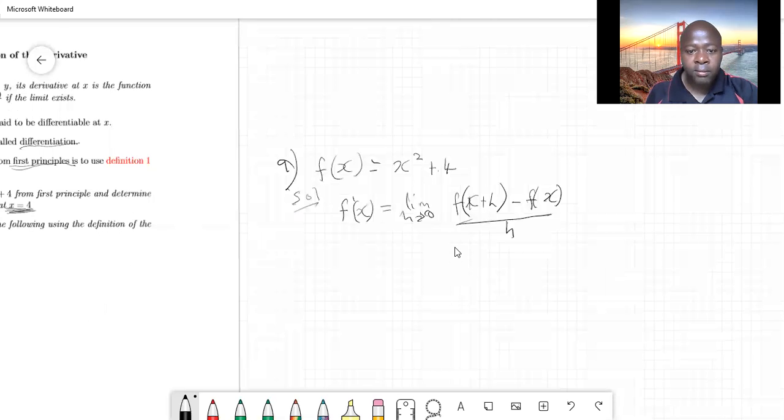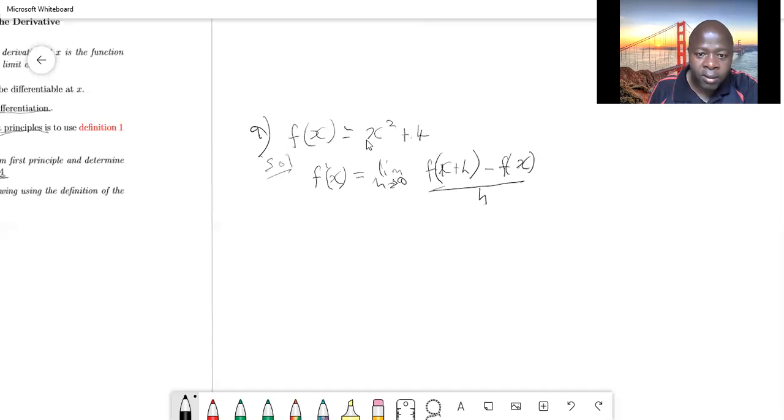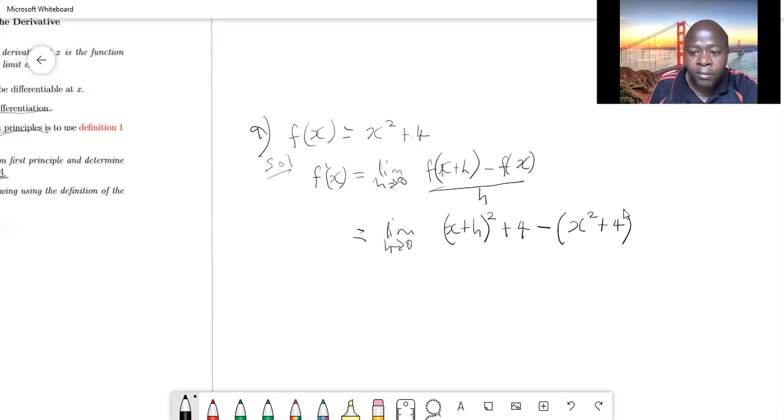Let's just do that now. We know what our f of x is. Our f of x is this function. So now substituting, we have the limit as h tends to 0 of our f of x plus h: there is x, you just add h to that, and x was squared, and then there's plus 4. Then from this we subtract f of x, but our f of x is x squared plus 4, and then divided by h.